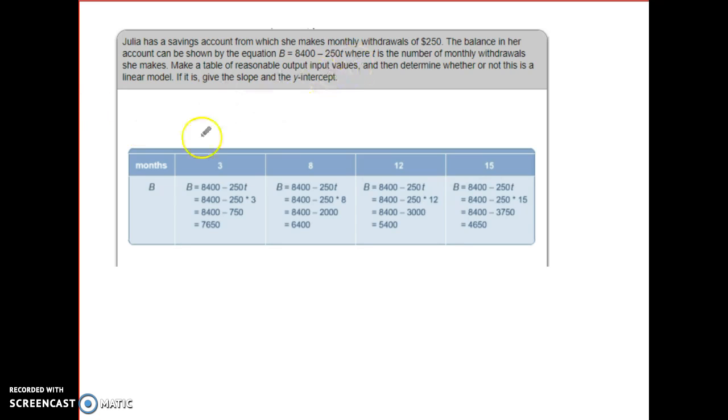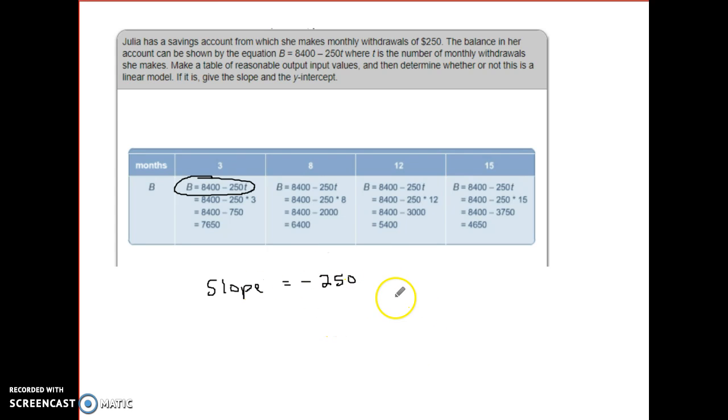Right away, looking at the equation, this is showing a constant rate because every single month she's deducting $250 from her account. So that constant rate, or the slope, is negative $250. She's subtracting $250 every single month. So this is a linear relationship because it's changing by the exact same rate every single month.